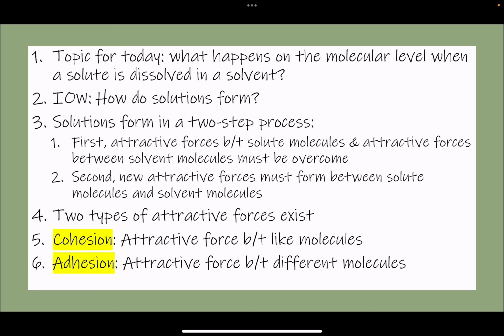Adhesion, by contrast, is the attractive force that exists between different atoms, atoms of different elements or compounds. Essentially, what we're trying to say here is that in order to make a solution, the first step is to break the cohesion between solute molecules as well as the cohesion between solvent molecules. The second step is to establish adhesion between solute and solvent molecules. If we remember back to an earlier unit, intermolecular forces like hydrogen bonding and dispersion forces are responsible for both cohesion and adhesion.